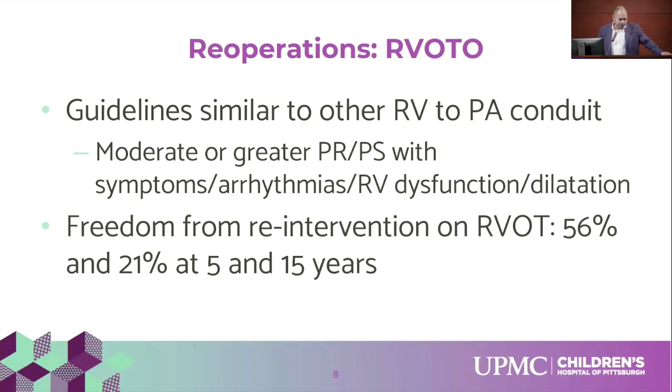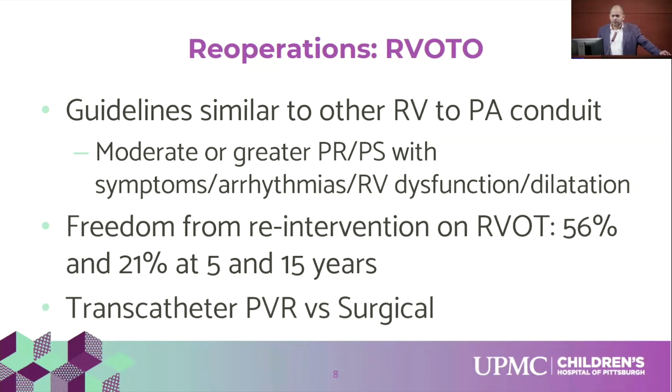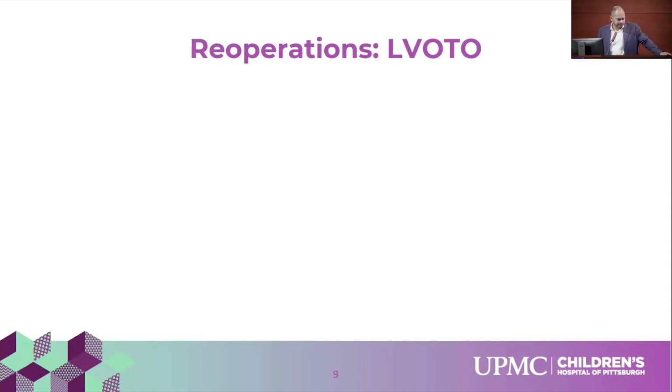Freedom from reintervention is actually low on the RVOT, like 56% and 21% at 5 and 15 years. So at about 15 years, the majority of these patients had some kind of RVOT reintervention. And with the advent of transcatheter pulmonary valve replacements, the data is still evolving, but for what is reported out there, the outcomes are similar for a surgical versus a transcatheter valve as far as longevity is concerned.